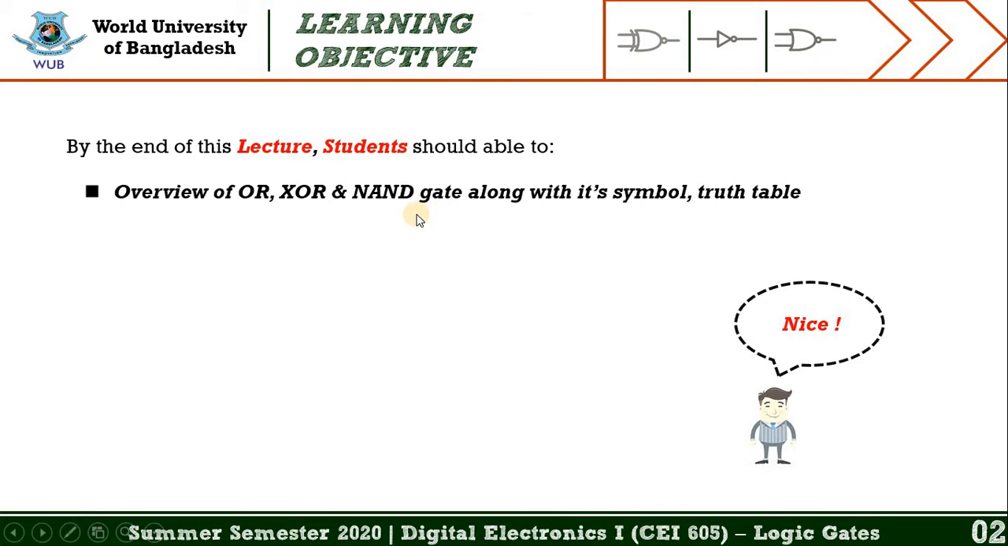By the end of this lecture, you will be able to describe the OR gate, XOR gate and NAND gate along with their symbols, truth tables, applications and so on. So let's start with the outline.